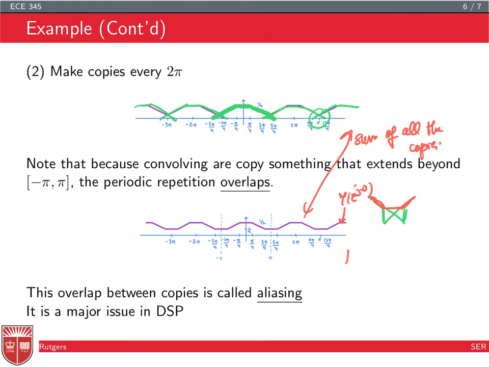The problem, like I said, is that you're summing these copies and losing information, and this problem is called aliasing in DSP, which is a major issue in DSP.